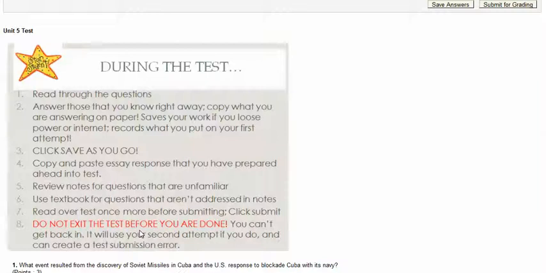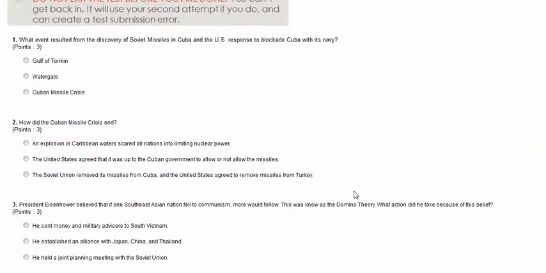That's just a reminder. You can't get back in. It will use your second attempt if you try to go back in after exiting the test, or you could create a test submission error. All right, so let's get started with your test.